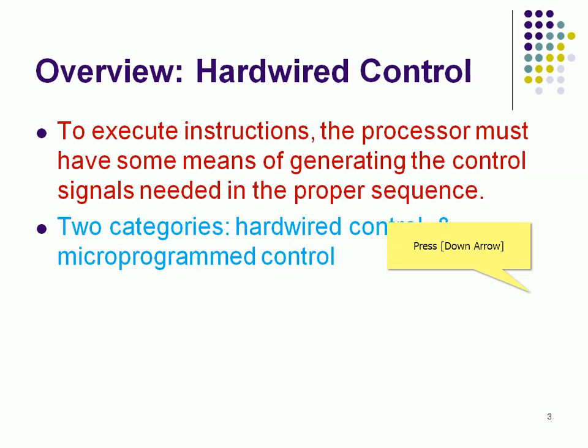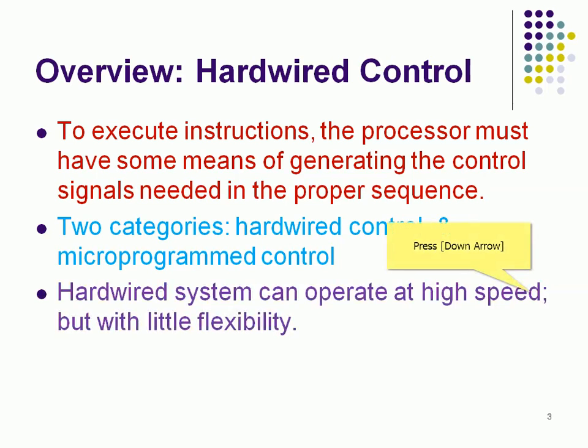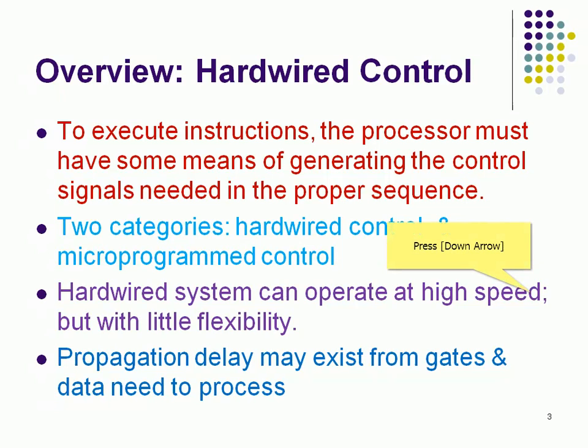Whereas microprogram control signal generation is quite an alternative and flexible, which may require more time compared to the hardwired control signals. That also is going to be discussed. So a hardwired system can operate at high speed but with little flexibility. It suits high speed computations. Propagation delay may exist from gates, right? So it encourages high speed and a larger number of instructions.